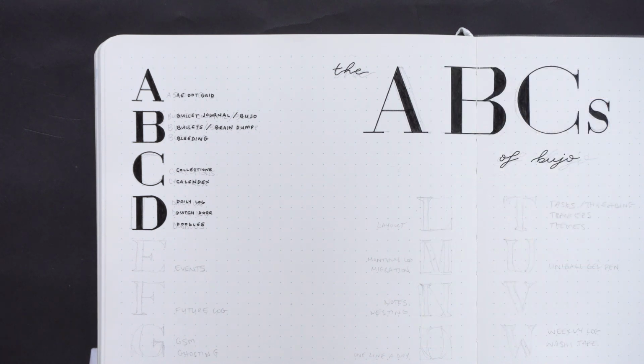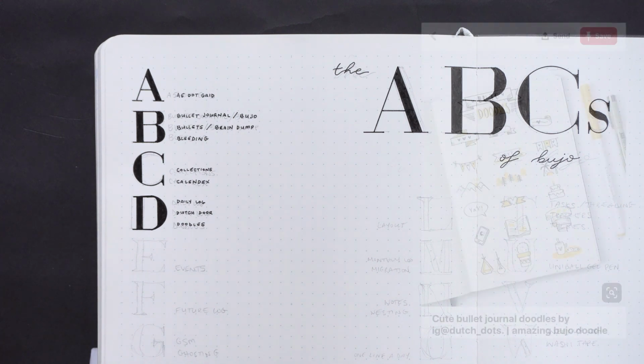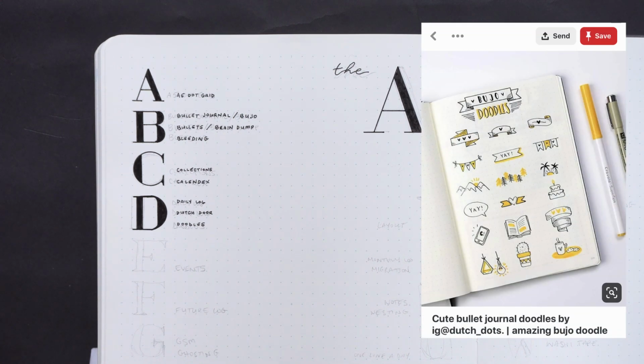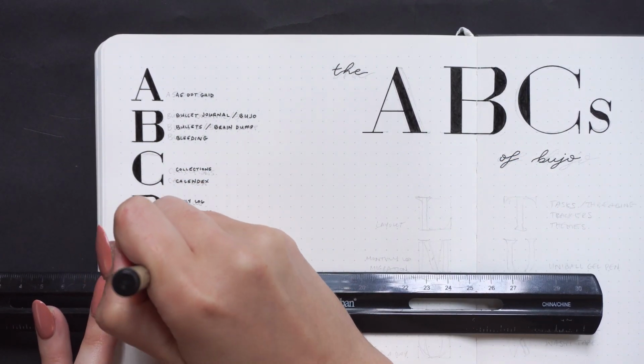Doodles. Doodling is obviously a term that's just generally used, but it's very common in the bullet journaling community and really just refers to any little drawings that you may add into a spread for that little bit of an artistic element. Moving on to E, we have events.